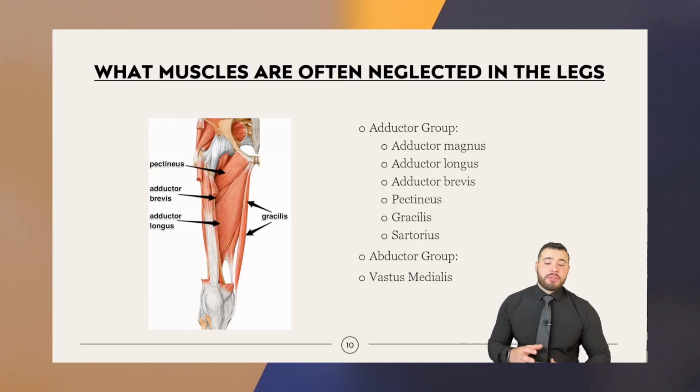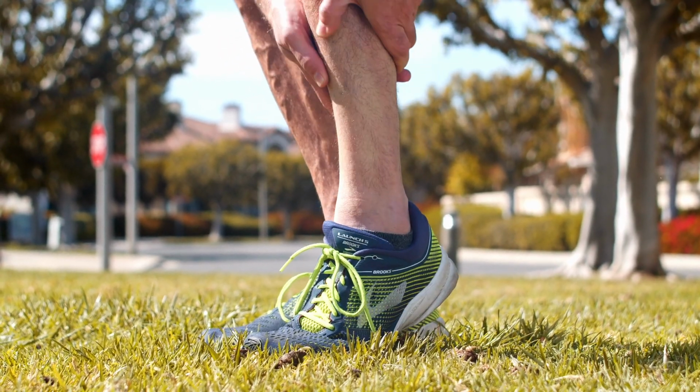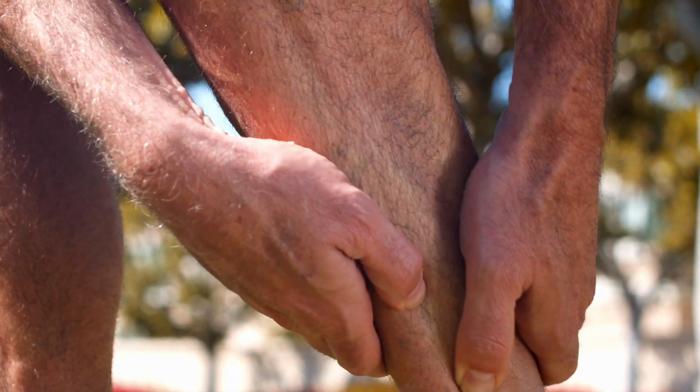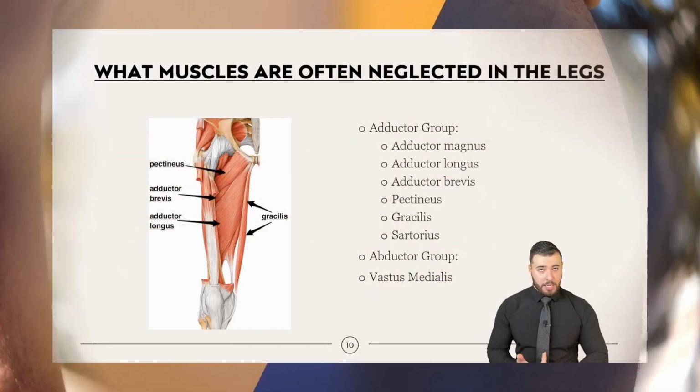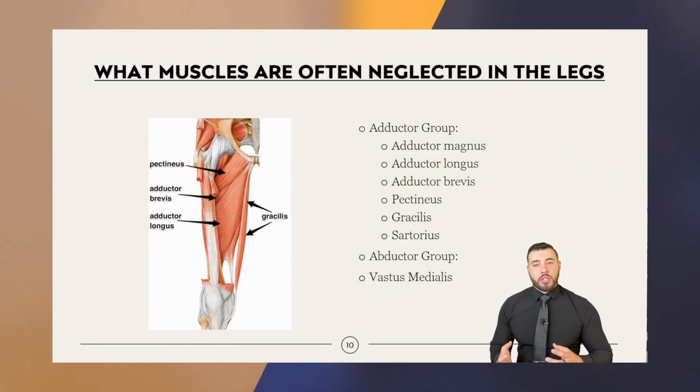So what muscles are often neglected in the legs? Primarily, it's the adductor group. And as we can see, the adductor group has a lot of muscles in the center portion of the thigh on the inside. You have the adductor magnus, the adductor longus, the adductor brevis, the pectineus, gracilis, and the sartorius. These are often neglected just because they're not worked as intensely or as properly as they should be.